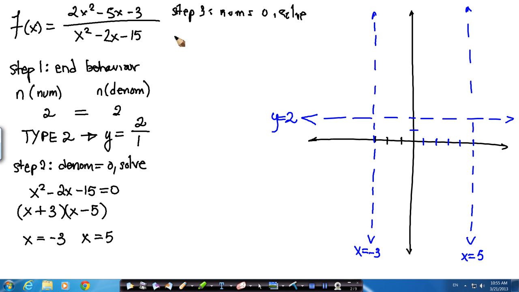Step 3, set the numerator equal to 0 and solve. All right, so we've got 2x squared minus 5x minus 3 equals 0.